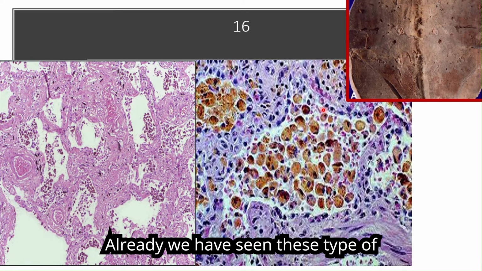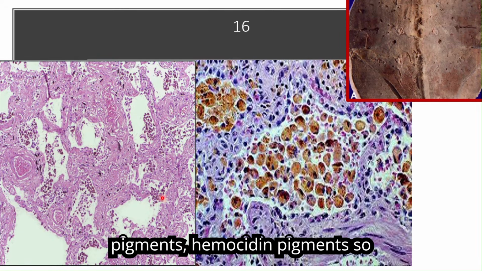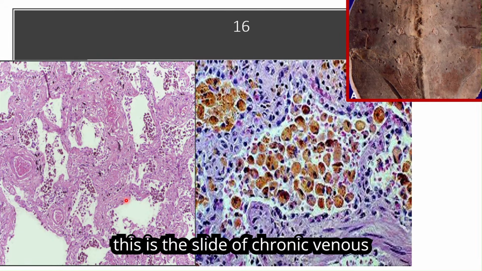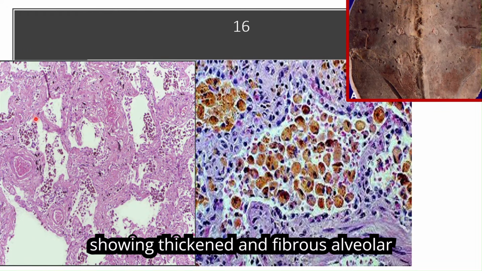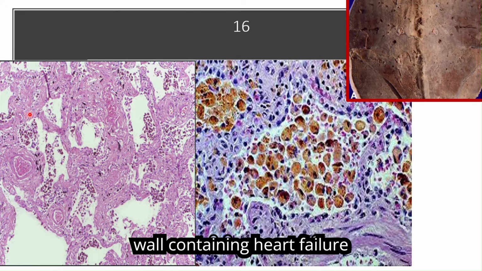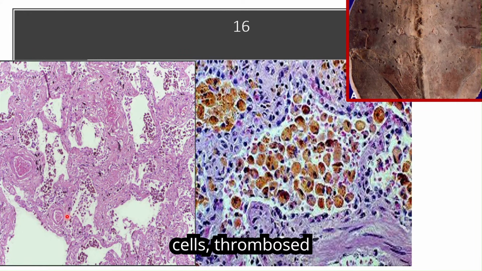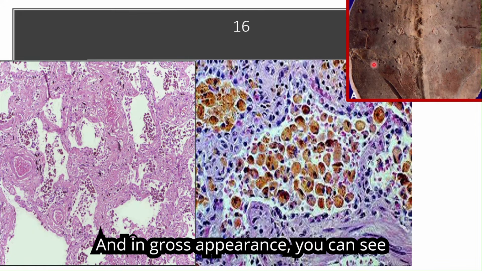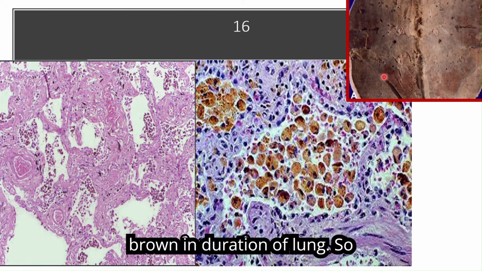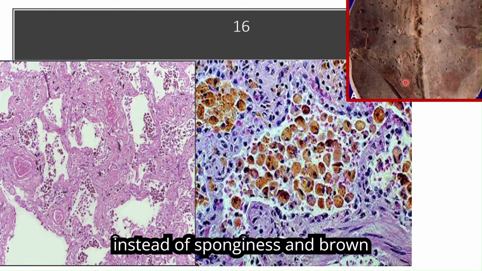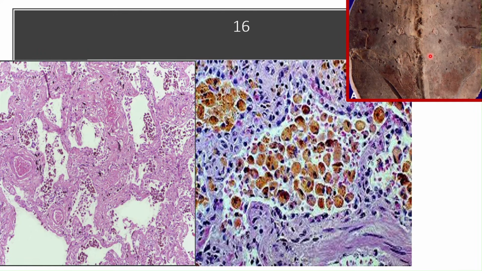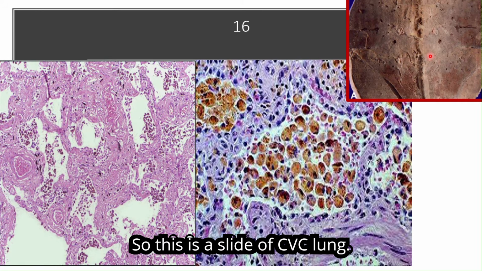Already we have seen this type of pigments, hemosiderin pigments. So this is the slide of chronic venous congestion of lung, showing thickened and fibrous alveolar wall containing heart failure cells, thrombosed congested vessels, and in gross appearance you can see brown induration of lung. So lung is thickened instead of sponginess and brown colored appearance. So this is a slide of CVC lung.